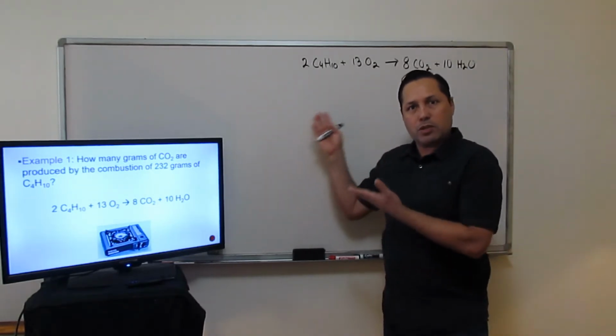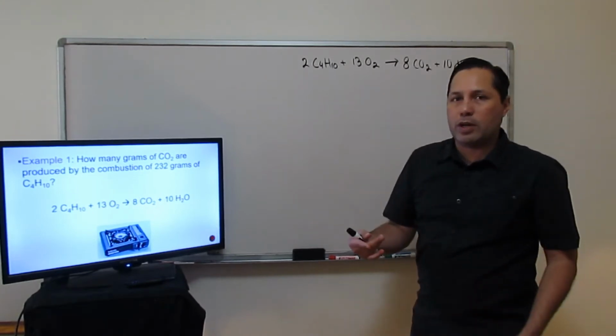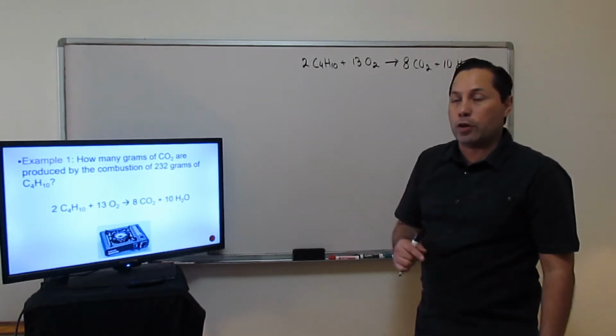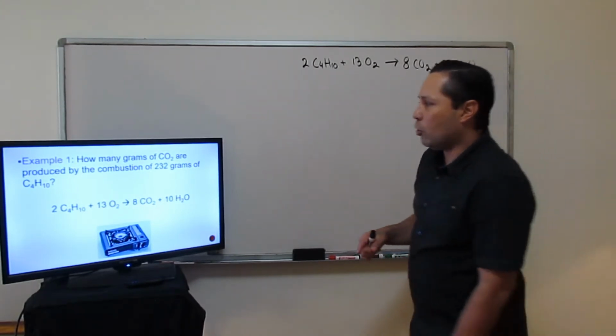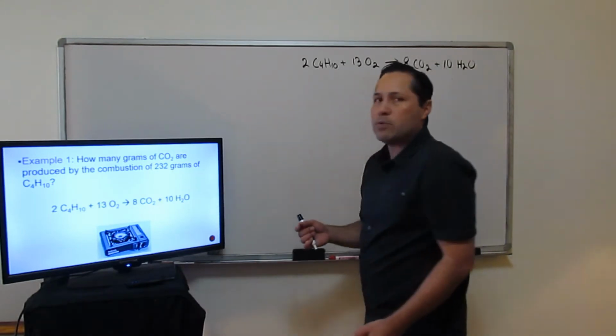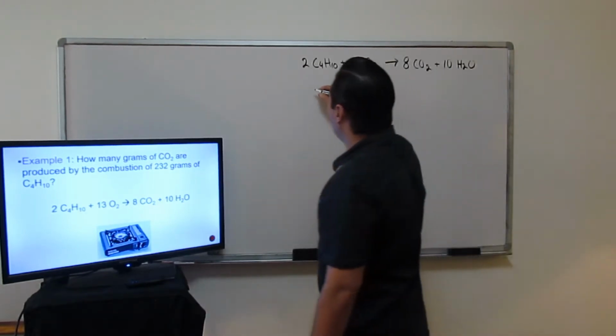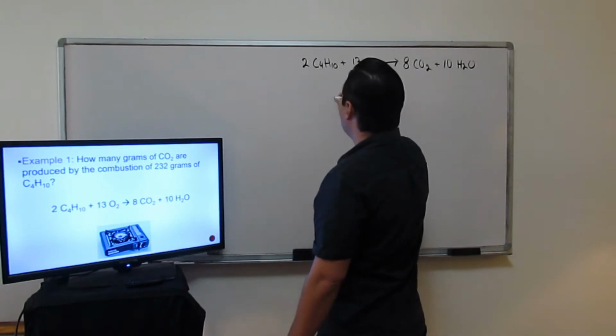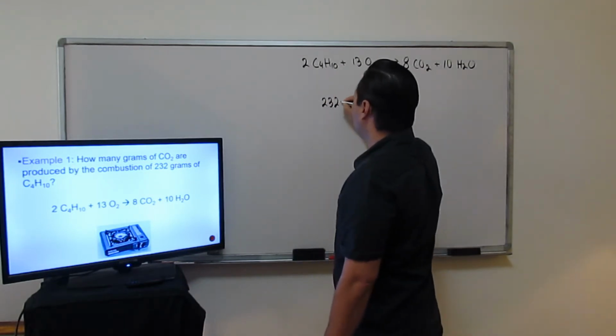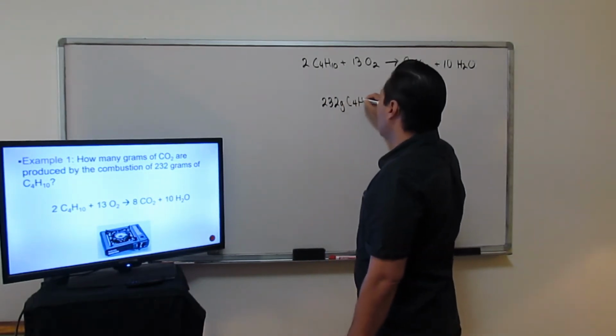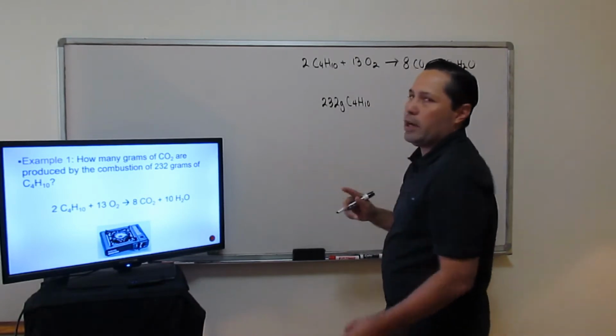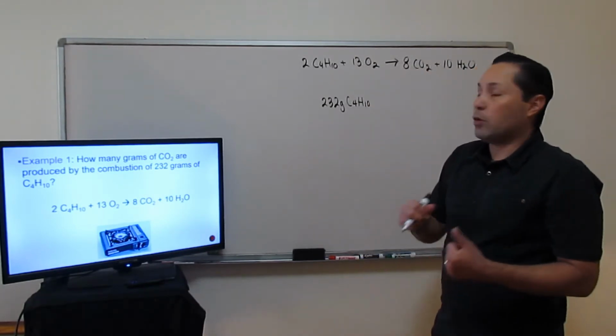Well, the equation is already balanced, so let's move on to our next step. Our next step is to convert our grams to moles. So our given is 232 grams of butane. I'm going to write it here: 232 grams of butane, and my goal is to take these grams and convert them to moles.